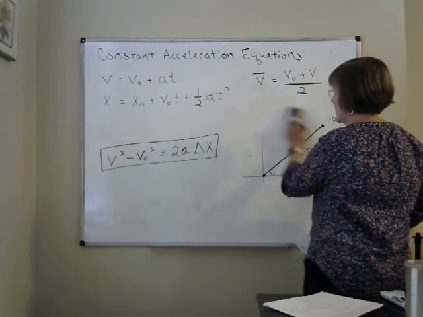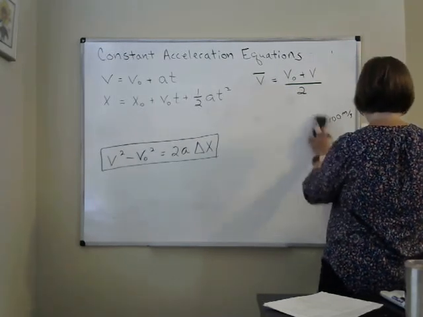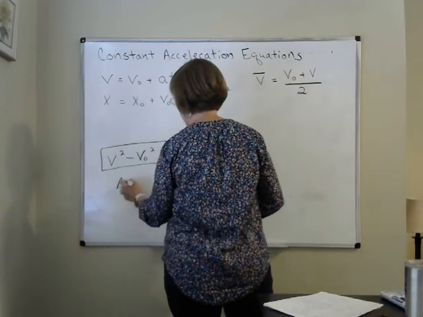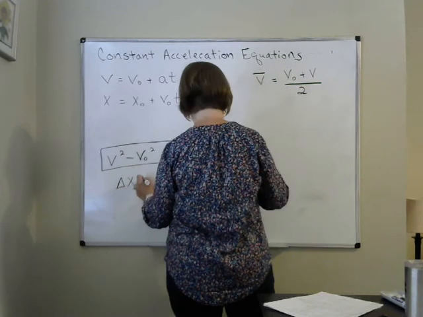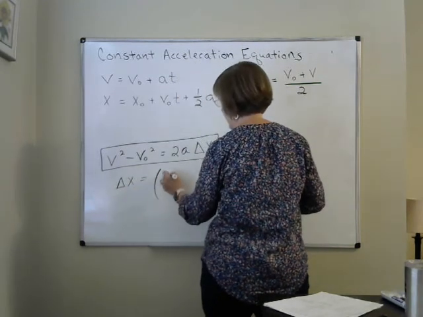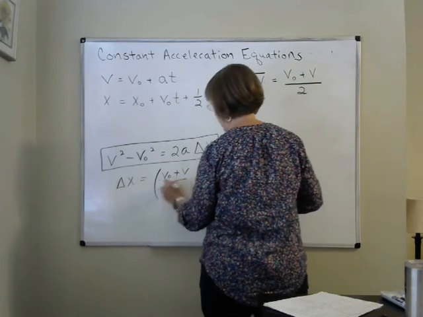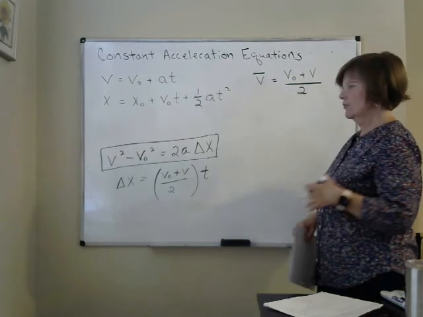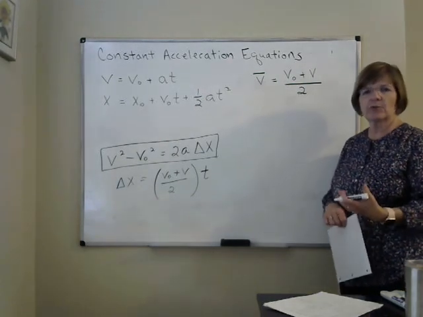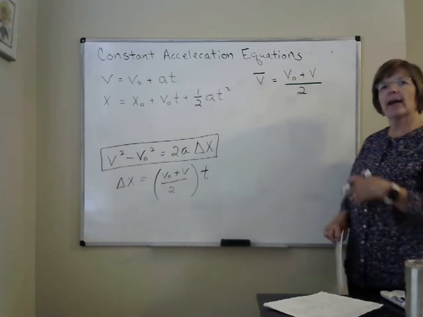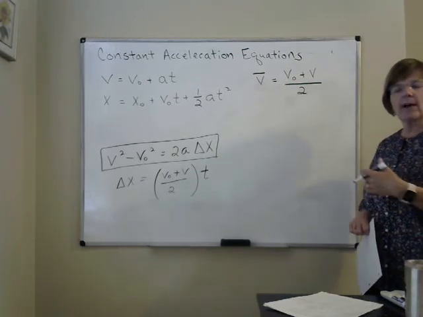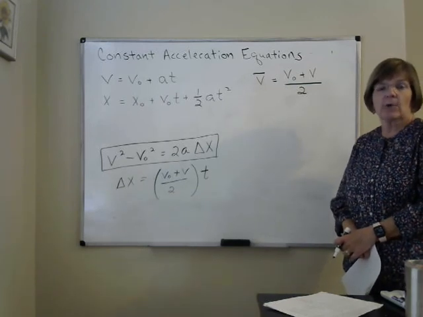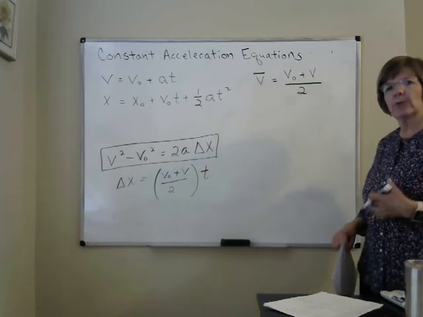But that gives us another interesting equation. It tells us that our displacement will equal v0 plus v divided by 2 times the time. Your displacement is just your average velocity times your time. Makes sense. If your average velocity is 25 miles an hour, in 1 hour you'll go 25 miles. In 4 hours you'll go 100 miles if you're going 25 miles per hour.